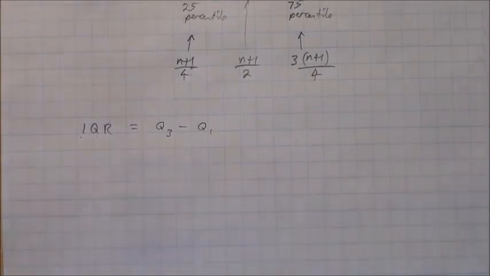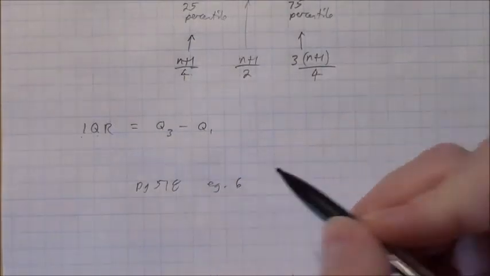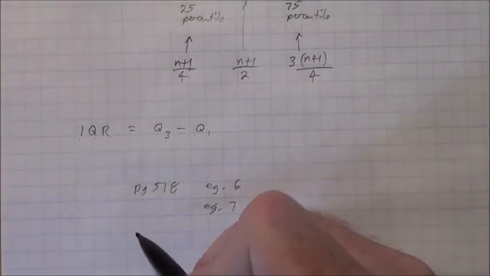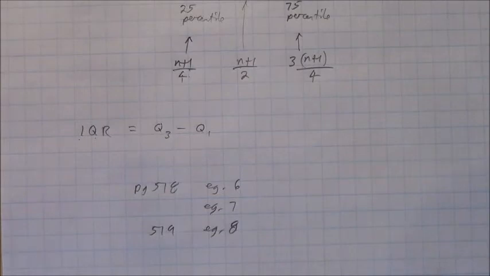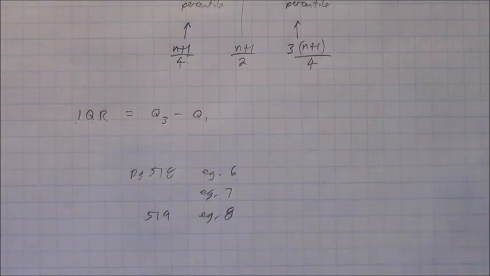Now we're going to take a look at a quick example using graphing technology. But before we do that, could I please ask you to look on page 518 at example 6, and then lower down on the page example 7, read through that, and then on page 519 look at example 8. Please read through those. I'll go through an example using graphing technology, and then you'll have seen it once before we start using the TI-84 calculator tomorrow in class.